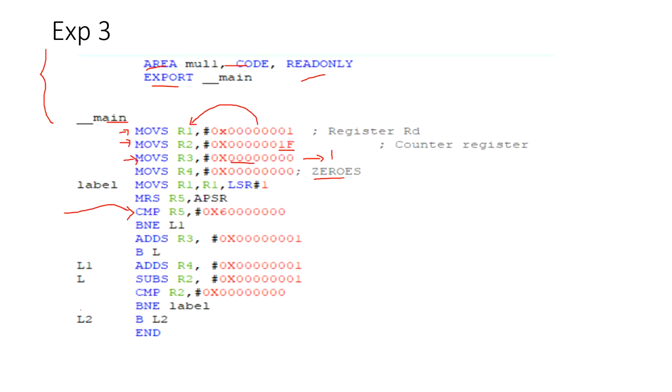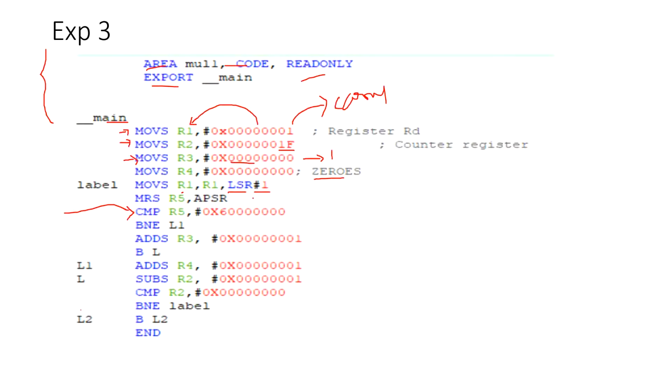Right? So first, I will take the data R1 and then do a logical shift right, by 1. That means I am shifting the content of R1 by 1 towards the right. So when I move, this bit will come and sit where? This bit will come and sit in carry.